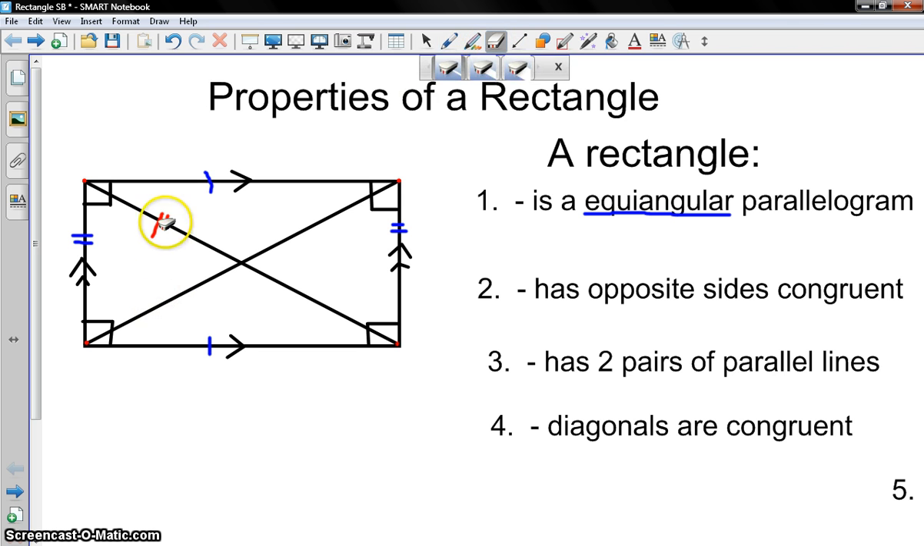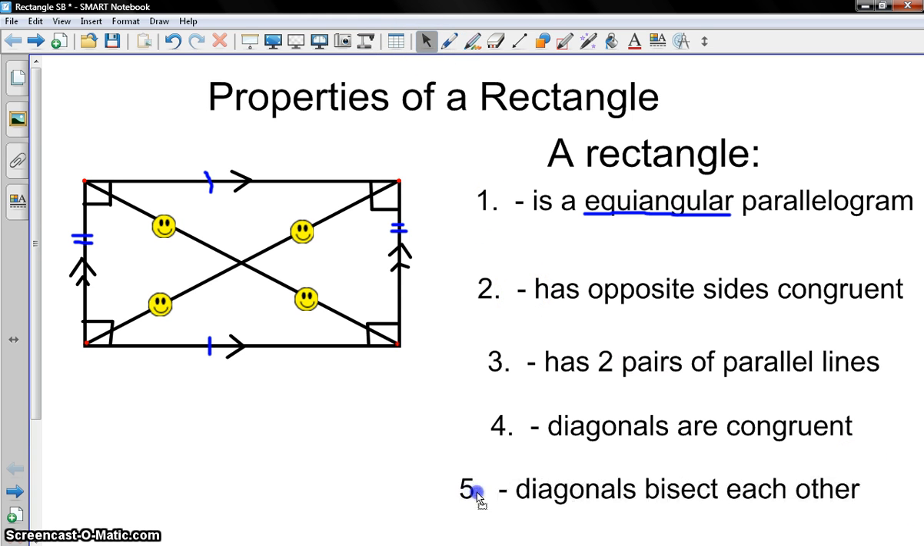Actually, let's mark them with a smiley face. I think that's much better. All of them have a smiley face, which means they're all congruent. And lastly, diagonals bisect each other. So if the entire diagonal has two smiley faces, then the other diagonal has to have two smiley faces. So that means each segment is going to be congruent.